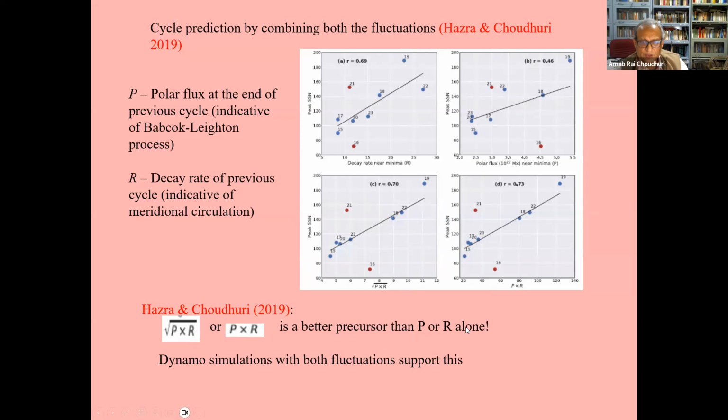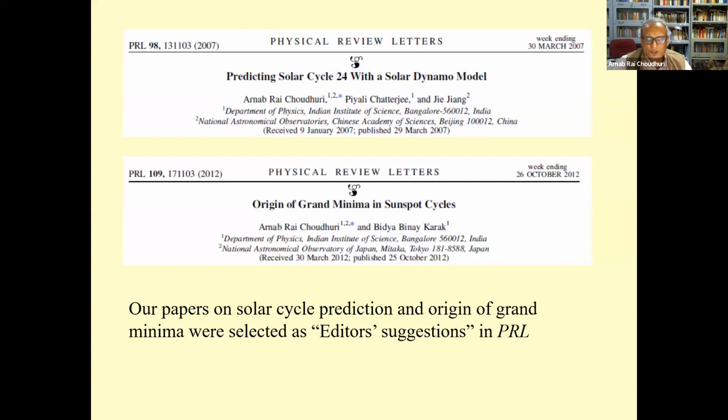So before I end the discussion of this topic, I may mention that two of our papers dealing with the subject of irregularities of the solar cycle were selected as editor suggestion in Physical Review Letters. So these symbols here indicate editor suggestion. This first paper dealt with the prediction of a solar cycle, and the next paper dealt with modeling these grand minima. As you may know, it is rather rare for a group to get two papers selected as editor suggestion in PRL in a span of 6 years. So you are really lucky, and this also indicates that the physics community at large finds this topic interesting.